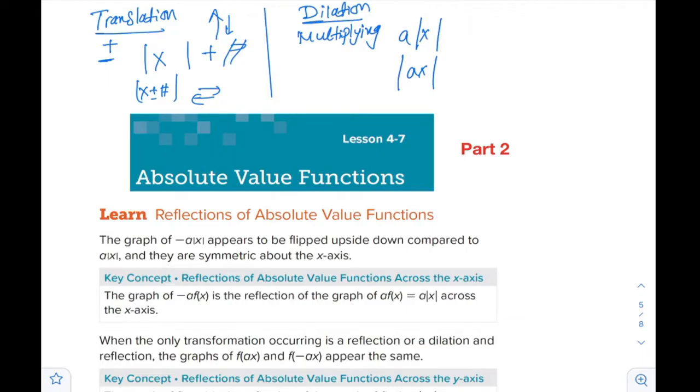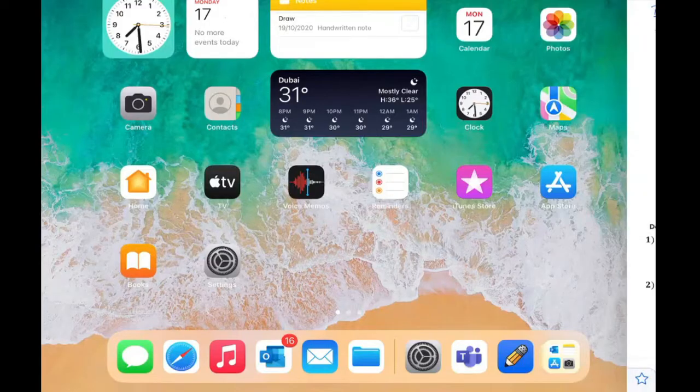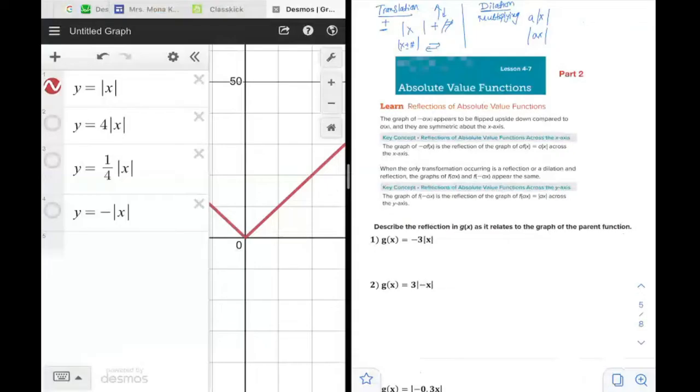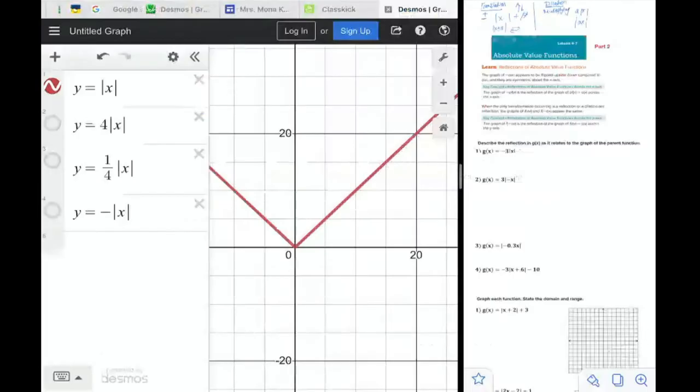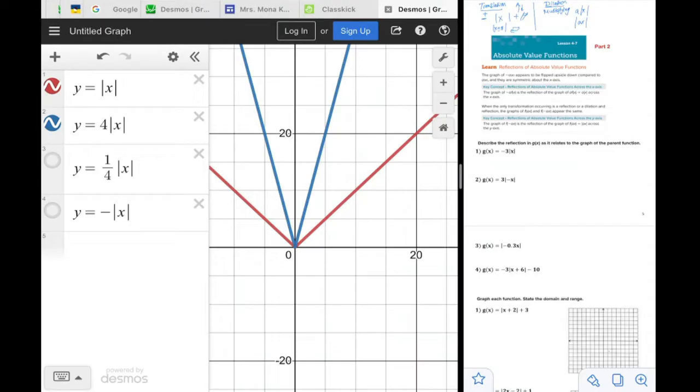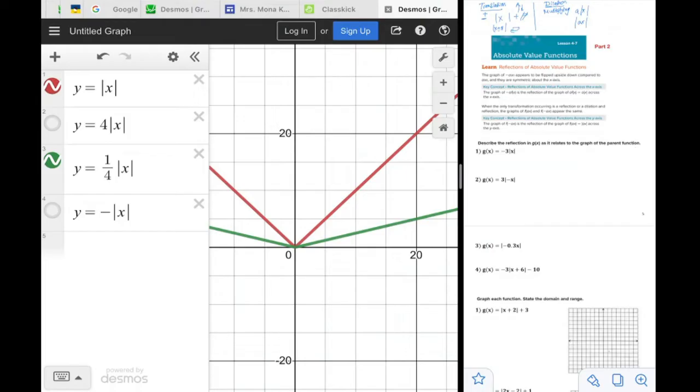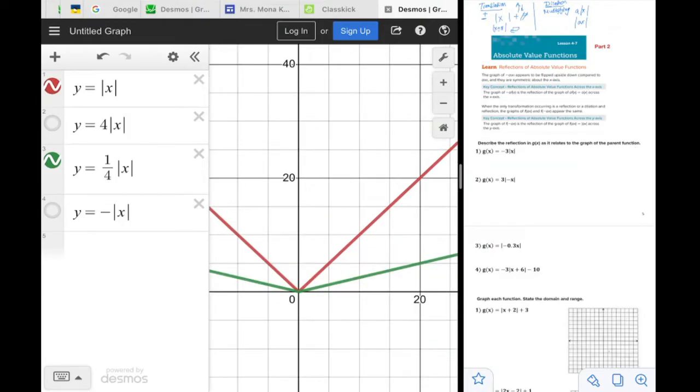And we can visualize that as well in the graphing software. This is the parent function, as you see, the V shape. And we can see that when you multiply by 4, the graph becomes thinner. It is vertically stretched. If you multiply it by 1/4, which is less than 1, it is vertically compressed, as if you are compressing from upward.